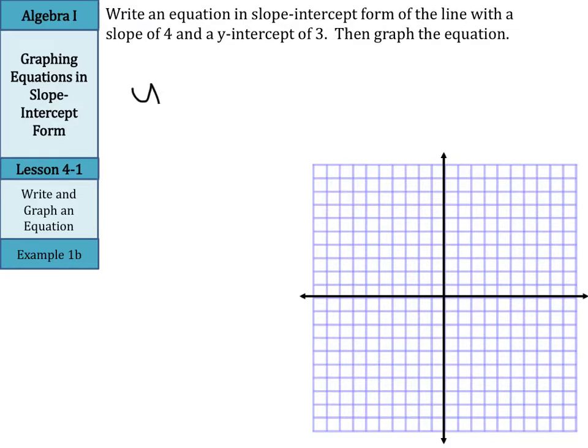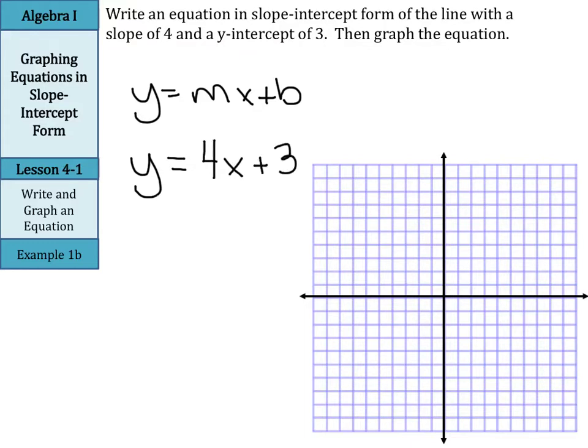Now, the slope-intercept form again is y equals mx plus b, where m is the slope and b is the y-intercept. And in this question, we have a slope of 4 and a y-intercept of 3. So when we want to write the equation, y is going to equal our slope of 4x plus 3. Well, let's graph the y-intercept at 3, right there.